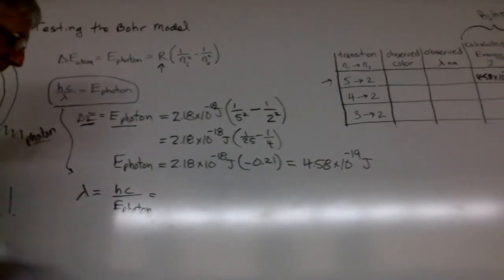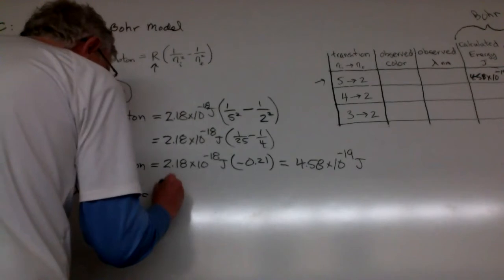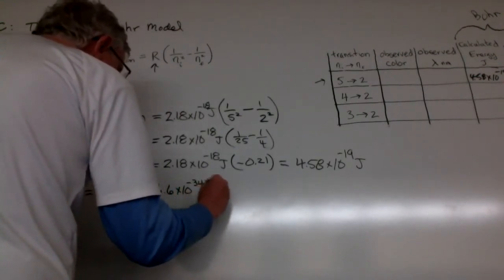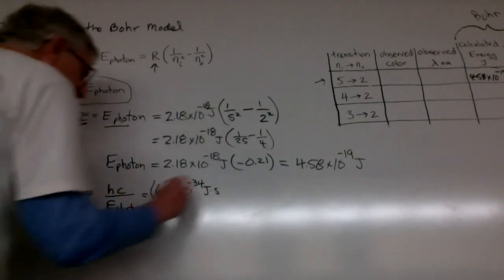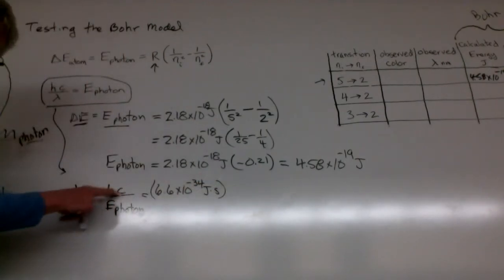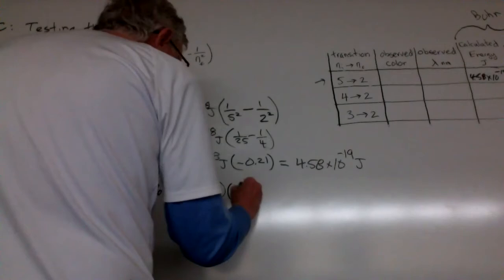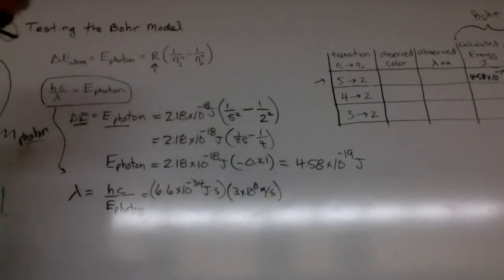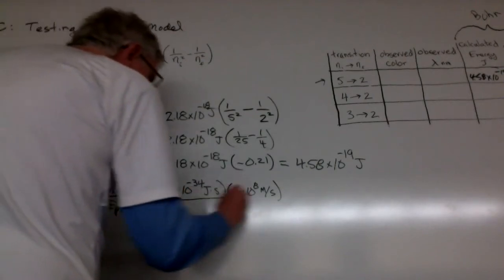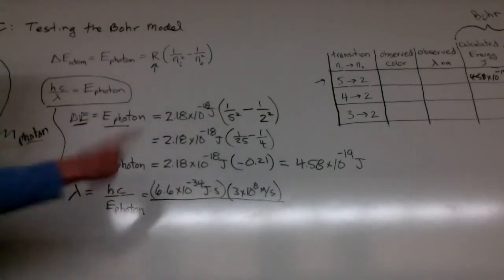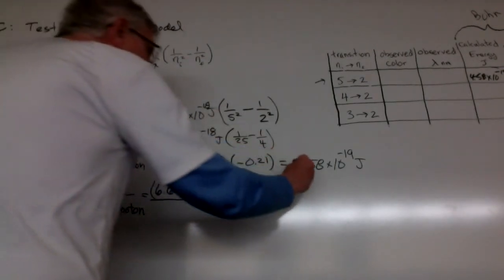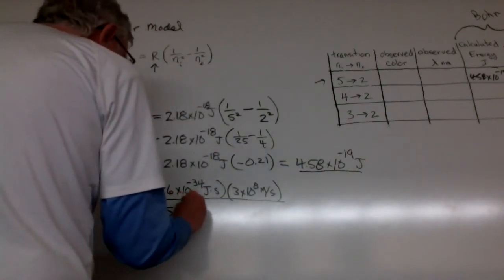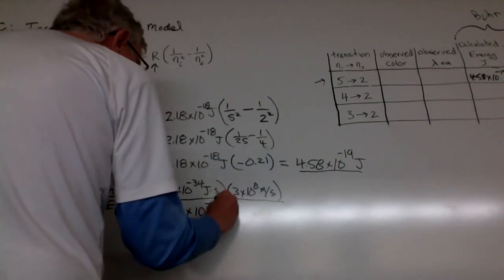Now we just plug and chug. What is h? h is Planck's constant. That's given in your protocol. That is 6.6 times 10 to the negative 34 joule seconds, times the speed of light. That's what c is. And the speed of light is 3 times 10 to the 8th meters per second, again given in your lab protocol. And now we just plug in the energy of the photon, which we know from the first step up here. And the energy of the photon is 4.58 times 10 to the negative 19 joules.